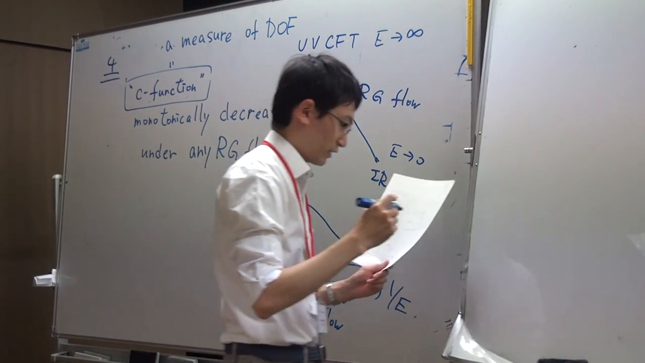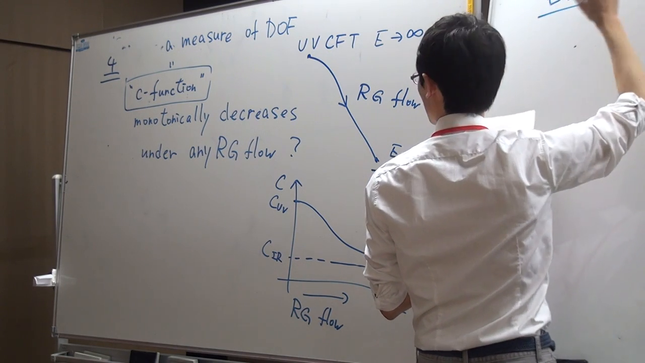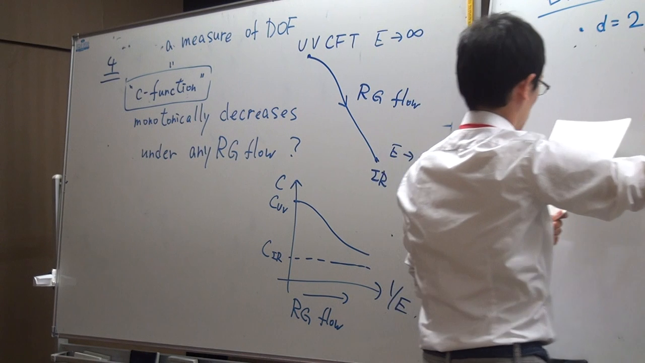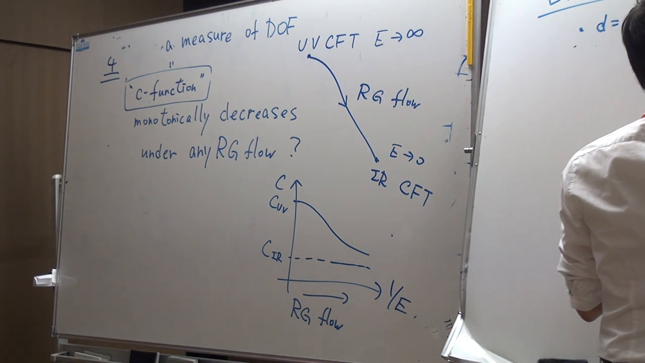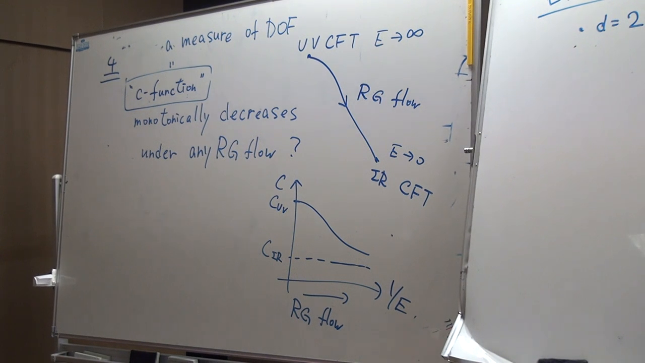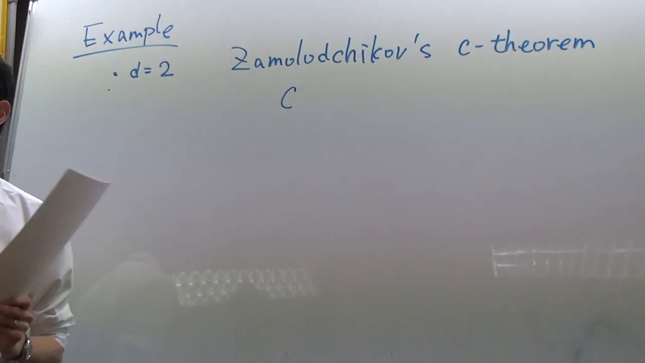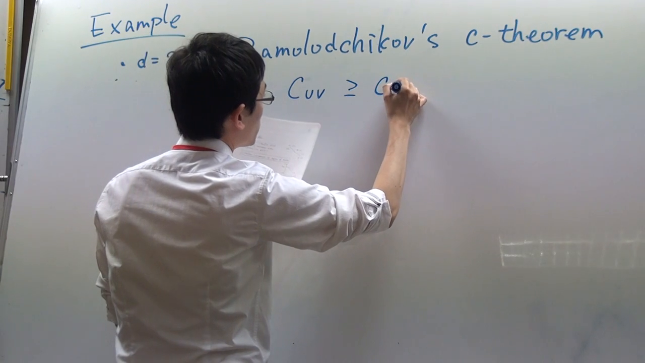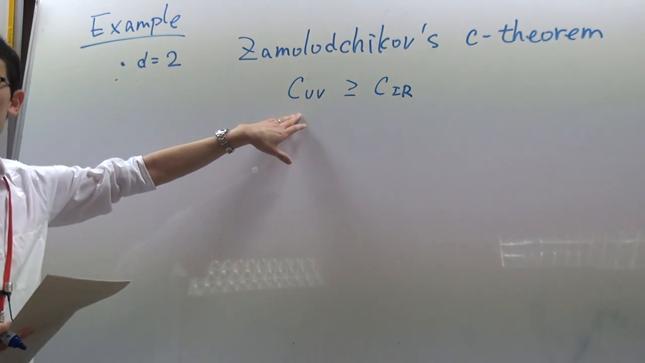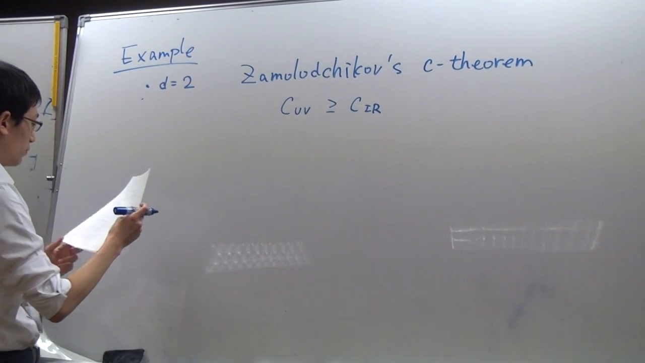We'd like to consider such a quantity, and there are several examples. In 2 dimensions, there is a very famous theorem by Zamolodchikov, called the C theorem. He claims that the central charge, the conformal anomaly in 2 dimensions, decreases under the RG flow. If you compare the central charges at the UV fixed point and at the IR fixed point, the UV value is always larger. This is the Zamolodchikov theorem.